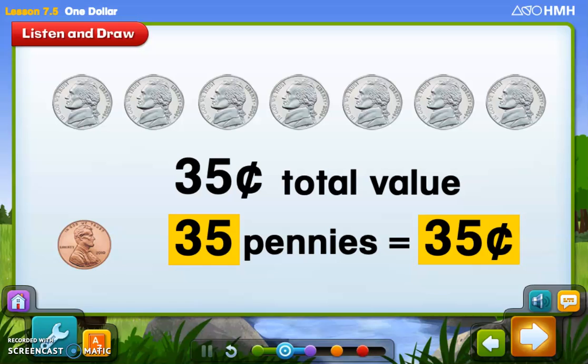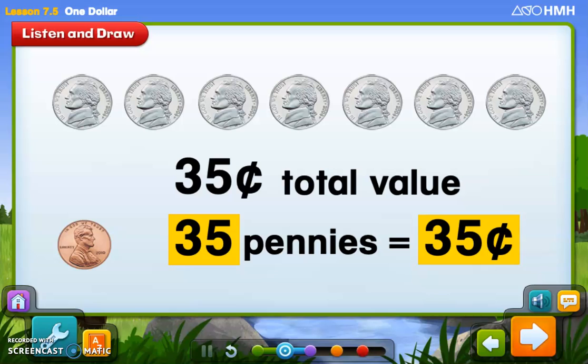So that's something that it's important to know. Again, 7 nickels, which is worth 5 cents each, equal 35 cents. And 35 pennies, because pennies equal 1 cent, would also equal 35 cents. So 35 pennies is the same value as 7 nickels.